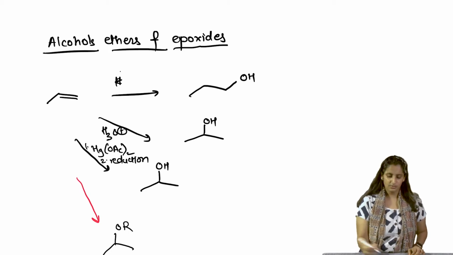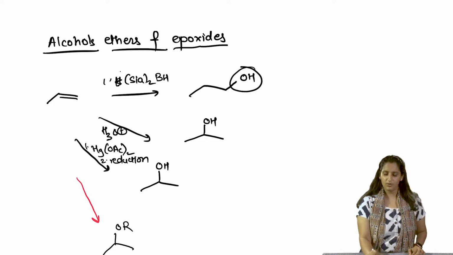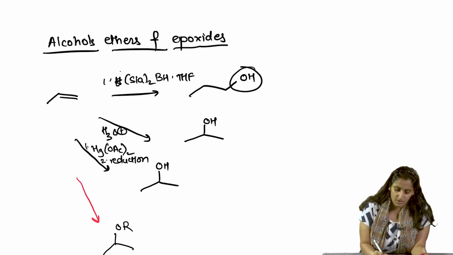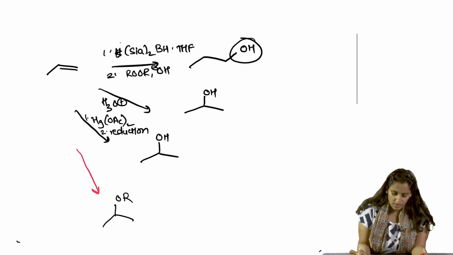Or you could do something like hydroboration. Now, hydroboration will form the OH on the less substituted carbon, BH3 and THF, and the second reaction will be an oxidation reaction. So, it will be H2O2 and OH minus.